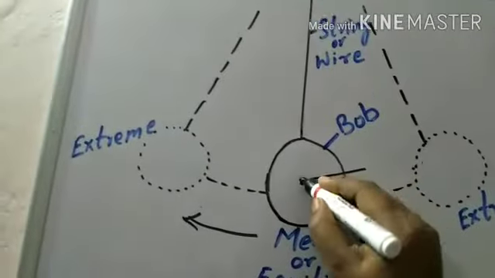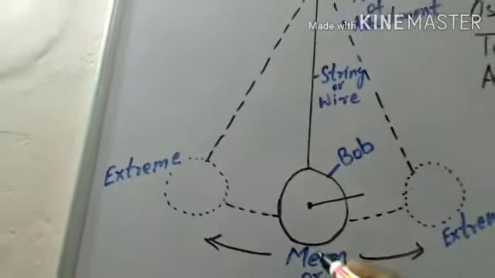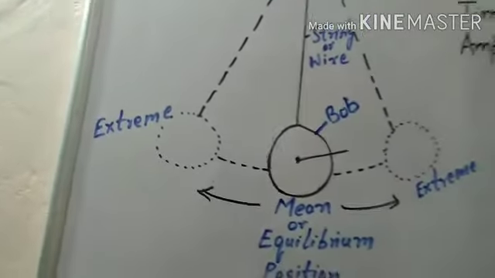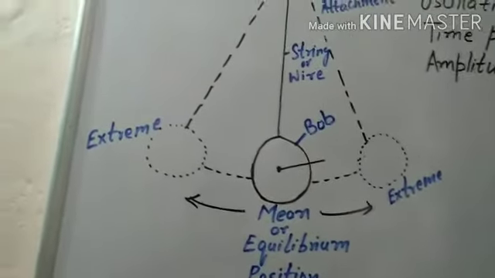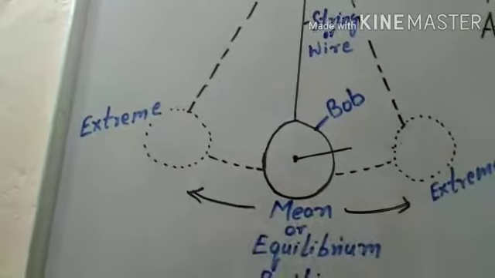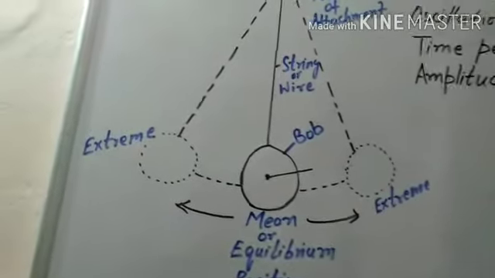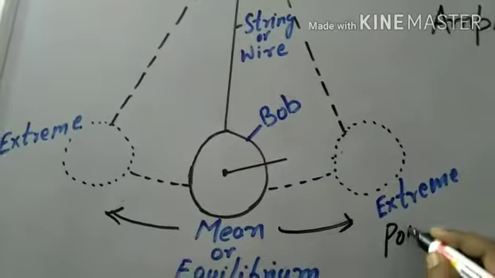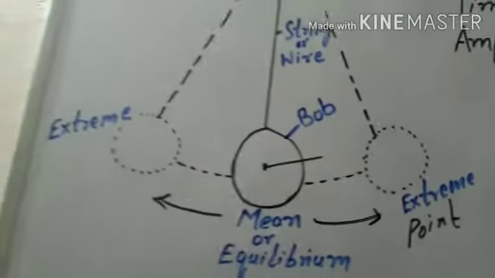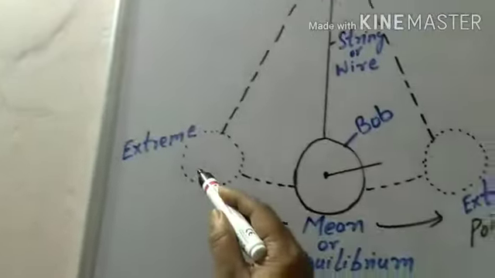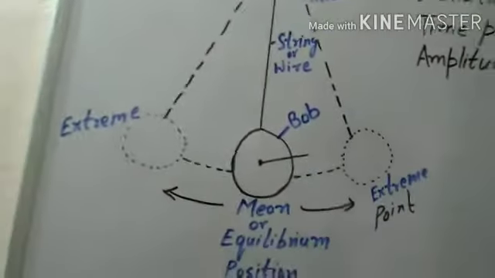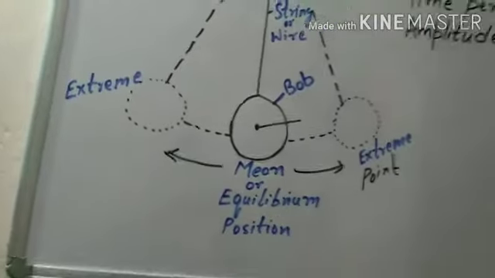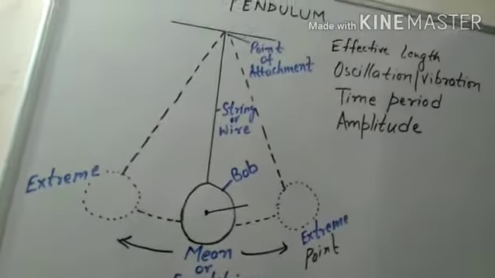This point at the center of the bob is known as the mean point or equilibrium point, and the end up to which the bob moves is known as the extreme point. One extreme point and another extreme point. So this to and fro motion is known as oscillation or vibration.